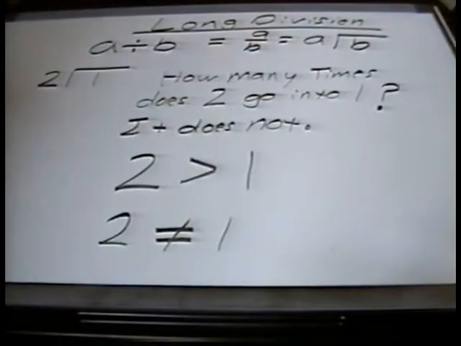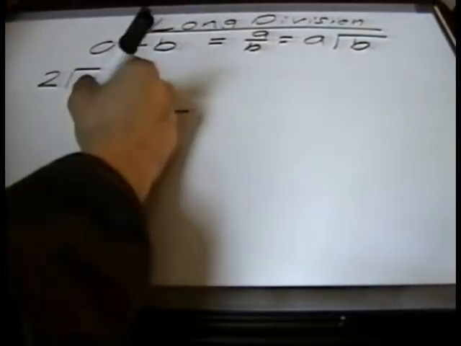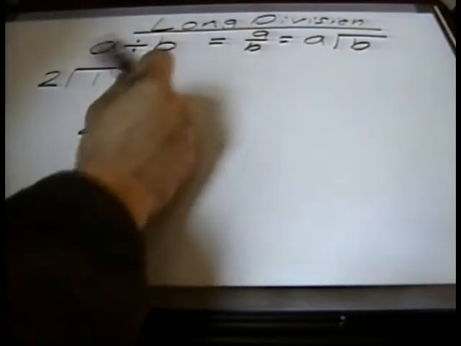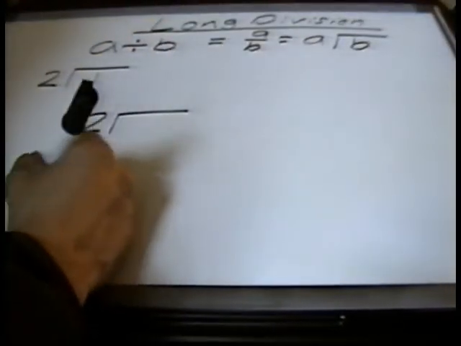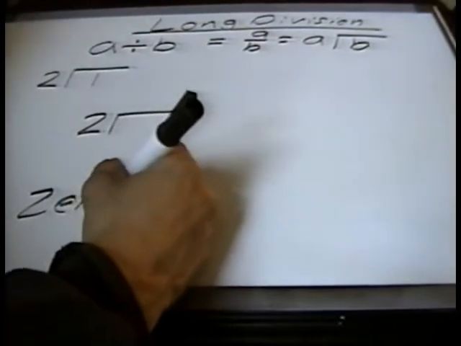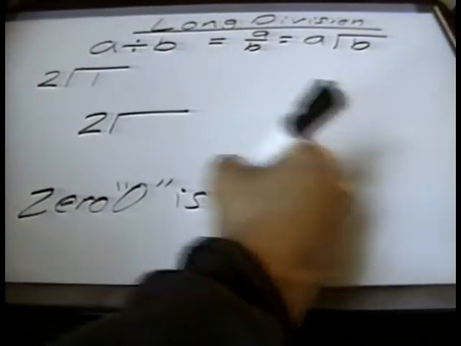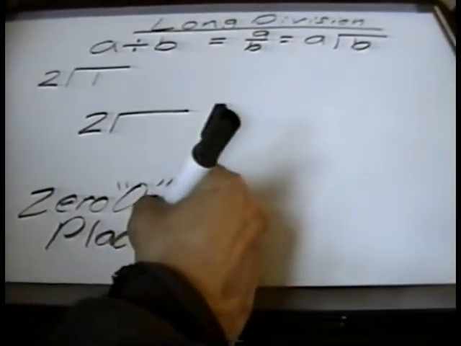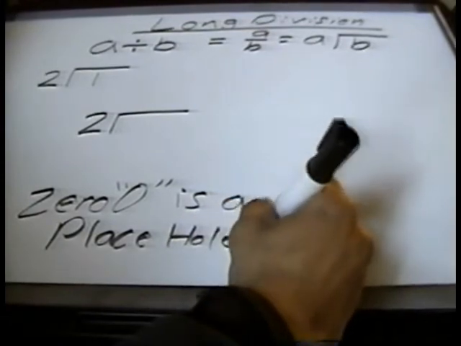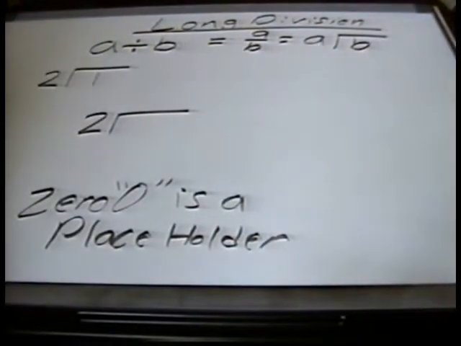1 is not equal to 1.0, and 2 is greater than 1. So therefore, we have to use our placeholder. You see, 0 is a placeholder. It holds the place.